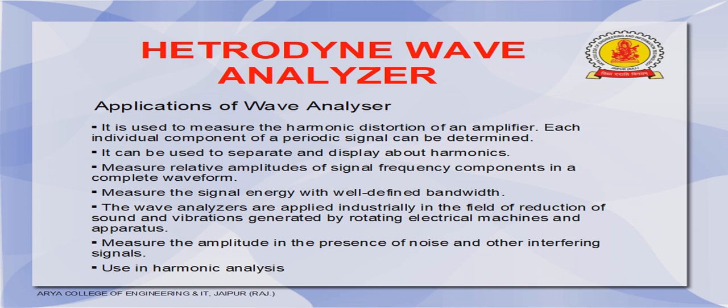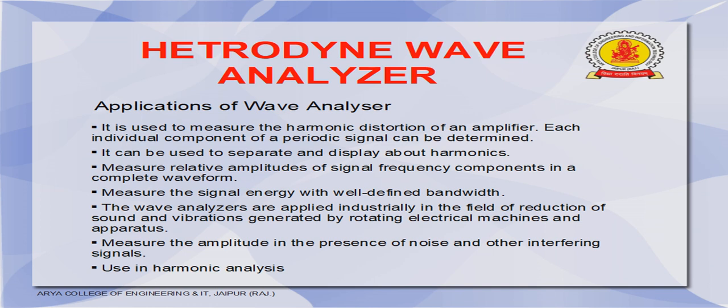Now we come to the applications of the wave analyzer, the areas in which it works. First, it is used to measure the harmonic distortion of an amplifier. Each individual component of a periodic signal can be determined. Secondly, it can be used to separate and display the harmonics. Third, it can measure relative amplitudes of signal frequency components in a complex waveform. It can also measure signal energy within a well-defined bandwidth.